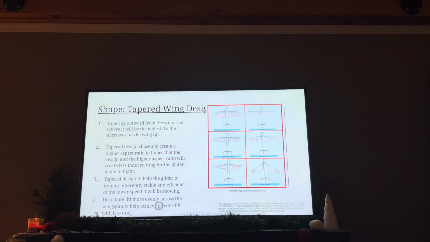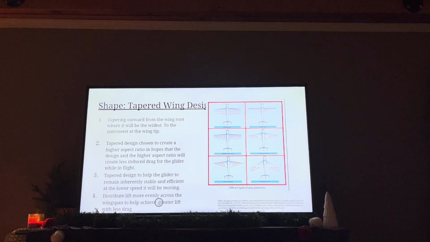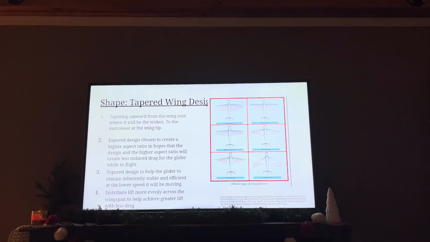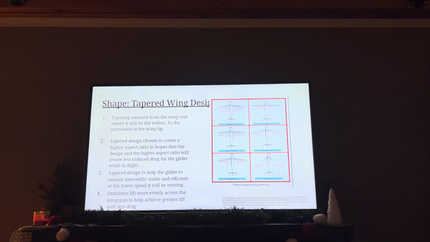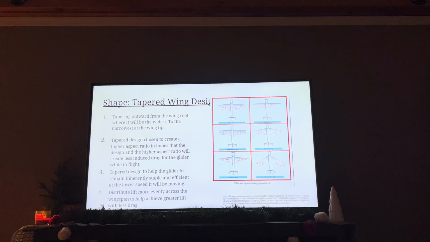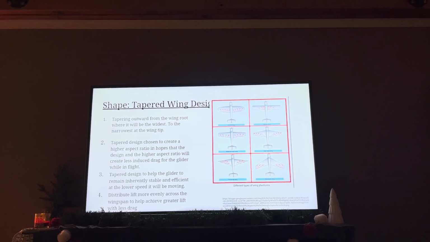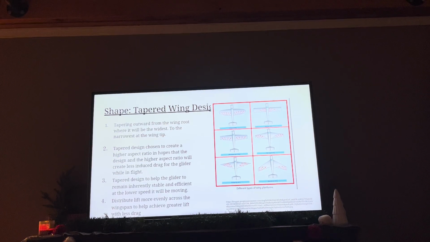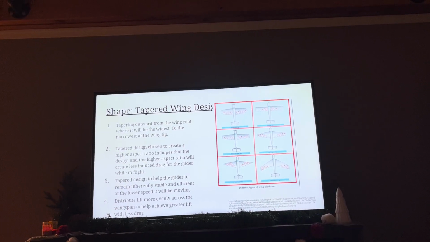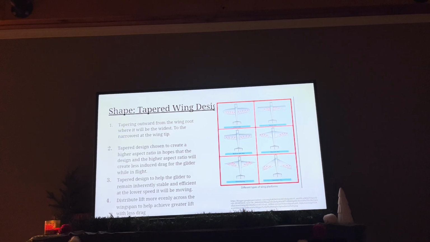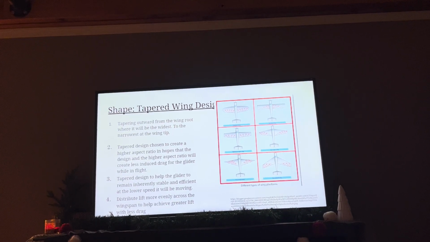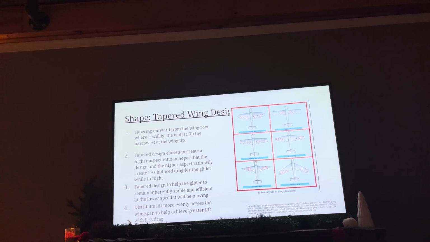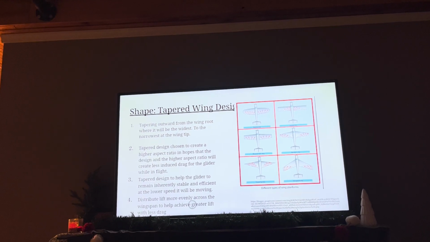All right, the shape that I chose was the taper wing design. The taper wing design tapers from the wing root, where it is the widest, out to a more narrow wingtip. The taper design was chosen for my glider in hopes that it would create less induced drag due to the high aspect ratio of the taper design. The taper design helps the glider remain inherently stable and efficient at the lower speeds it's going to be moving, and it also helps distribute lift more evenly across the wingspan of the glider.